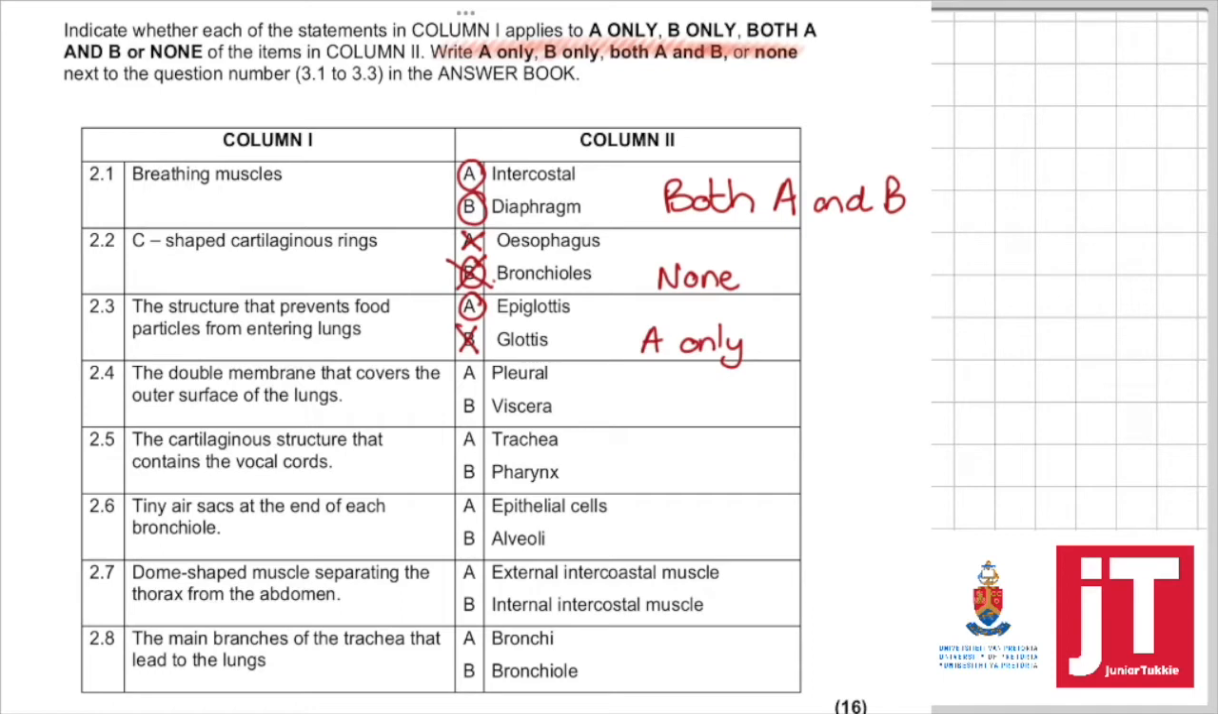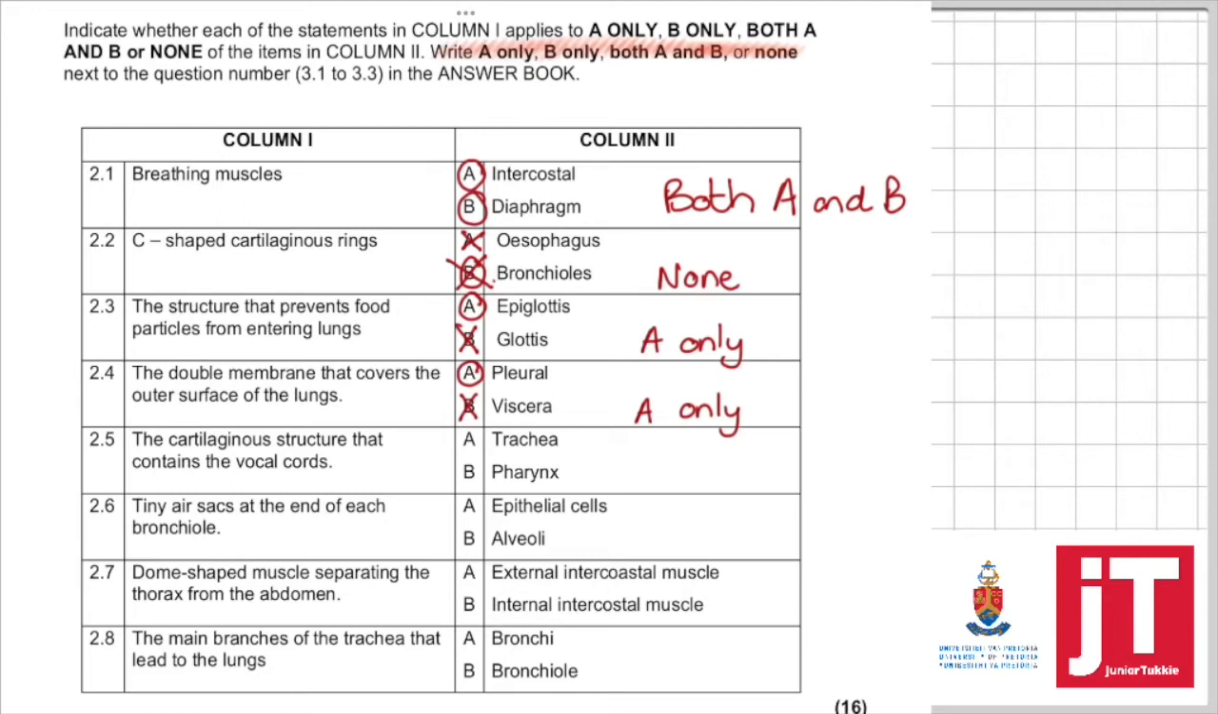2.4, the double membrane that covers the outer surface of the lungs. So this is going to be the pleural membrane. So let's see what options we get given here. A, the pleural, B, the viscera. So it asks us for the double membrane, so we could expect that what they mean for options A and B is the pleural membrane or the visceral membrane. So we will be selecting option A here because we know it's the pleural membrane. A only.